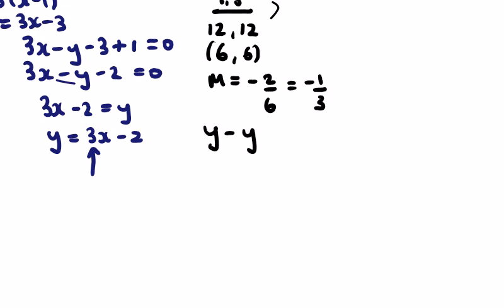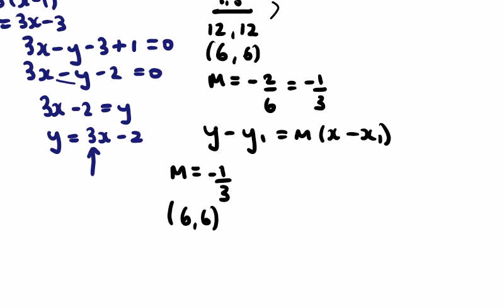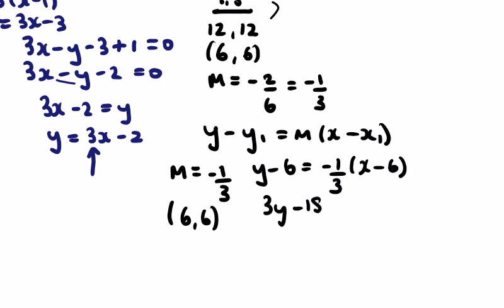Every time you do equation of a line, write the formula. Y minus y1 is equal to m times x minus x1. Write it down underneath so you have it. I know it's above, but just keep consistent. M is minus 1 over 3, and we're going to use the point 6, 6. So y minus 6 equals minus 1 over 3 times x minus 6. So we're going to get 3y minus 18 is equal to minus 1x. If you want to put the 1 in, minus 1 by minus 6 is plus 6.